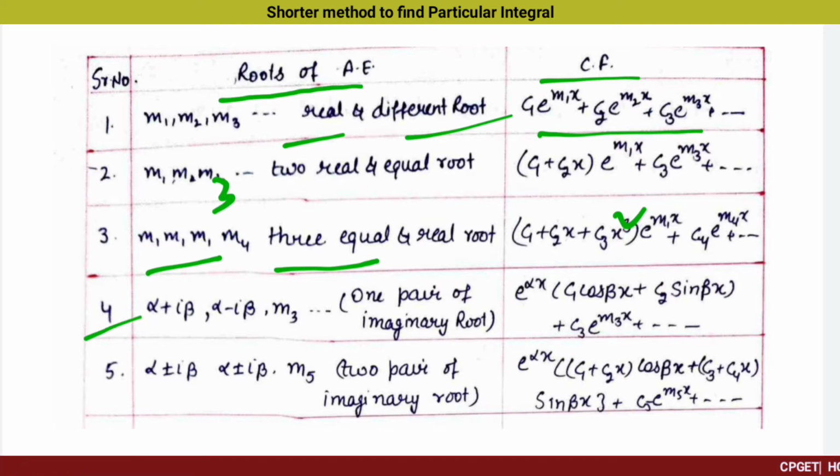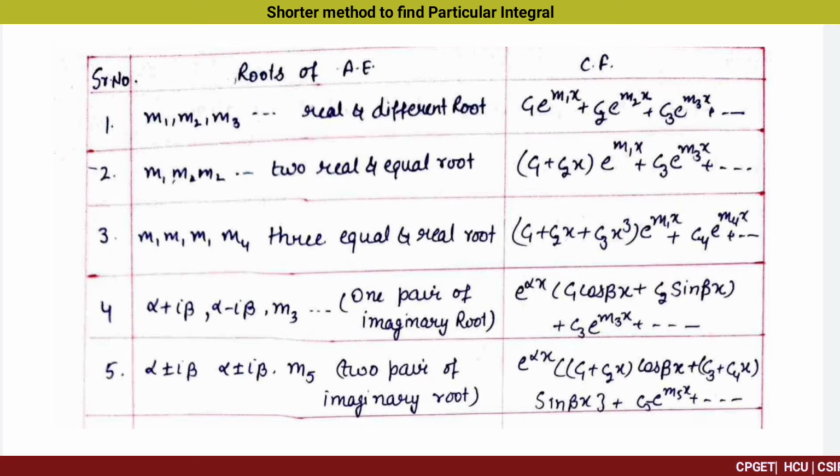Next is the fourth one. If the roots are imaginary and real, then what is the complementary function? e to the power of alpha x into (c1 cos beta x plus c2 sin beta x) plus c3 into e to the power of m3x. Here m3 is the real root. Next is the fifth one. The roots are imaginary and repeated, and m5 is a real root. The complementary function is e to the power of alpha x into [(c1 plus c2x) cos beta x plus (c3 plus c4x) sin beta x] plus c5 into e to the power of m5x.